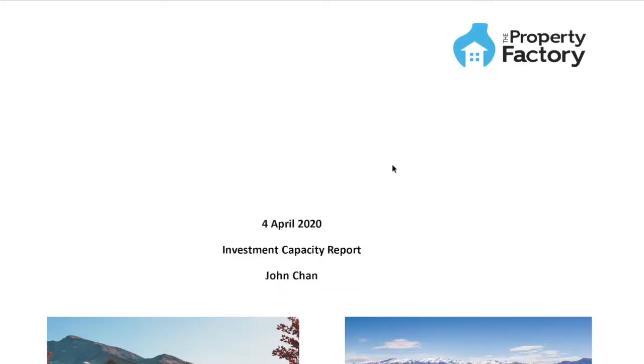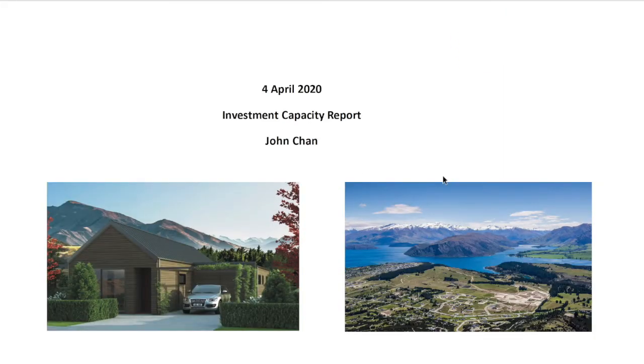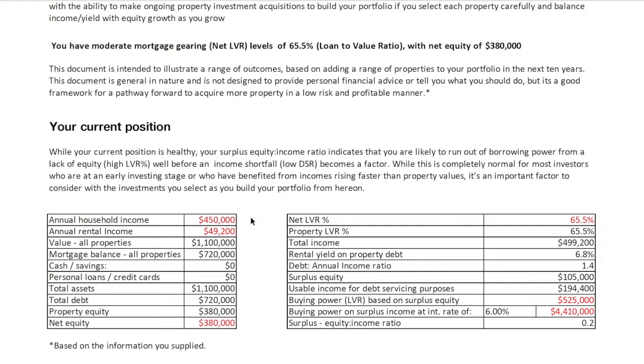Those are the three scenarios we'd put in Jane's report based on what's required and what's best for her position. Okay, so the next investment capacity report we're going to look at is John Chan. John's the opposite to Jane. John's weak on equity and much stronger on income. So we look at John's numbers here. He has household income of $450,000 a year, rental income on top of that of $49,200 a year, but he's quite highly geared.